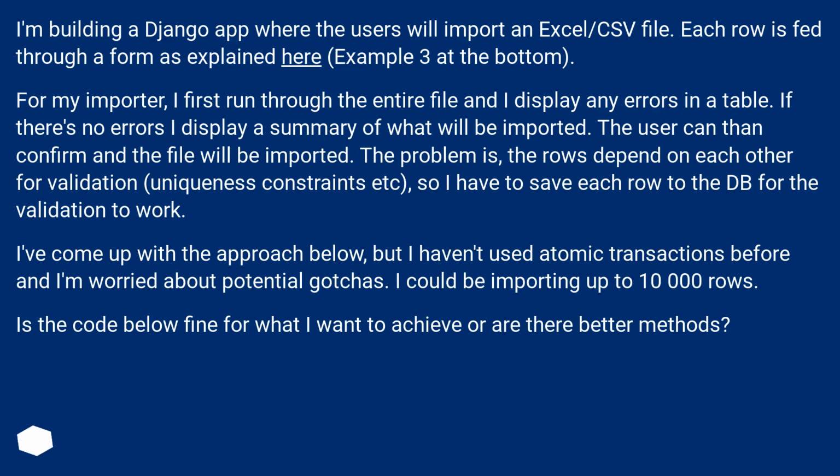The problem is, the rows depend on each other for validation, uniqueness constraints, etc., so I have to save each row to the DB for the validation to work. I've come up with the approach below, but I haven't used atomic transactions before and I'm worried about potential gotchas. I could be importing up to 10,000 rows. Is the code below fine for what I want to achieve, or are there better methods?